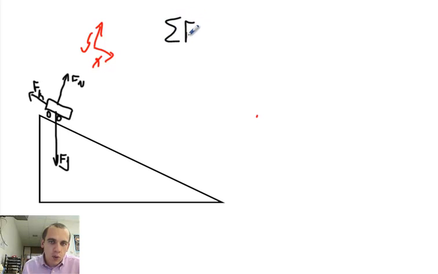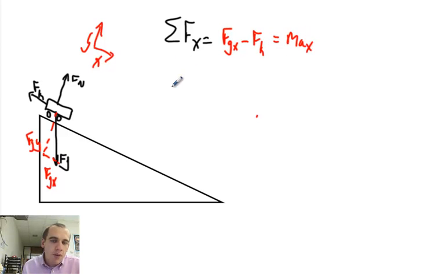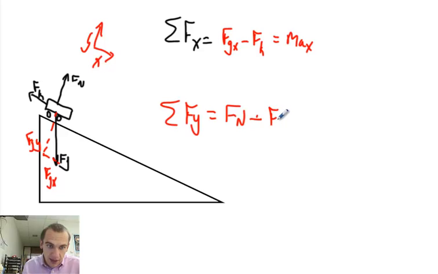So when I go to find the net force in x, there's only one force that actually needs to have components. It's Fg. Fg has an x component, and Fg has a y component. So the net force in x is Fgx minus Fk equals m a_x. And in y, what I have is Fn, all of it, because it's parallel in my y direction, minus Fgy equals m a_y.